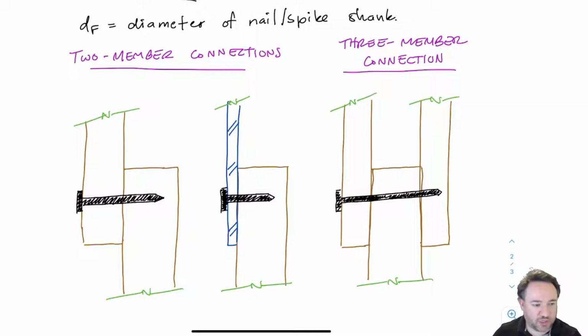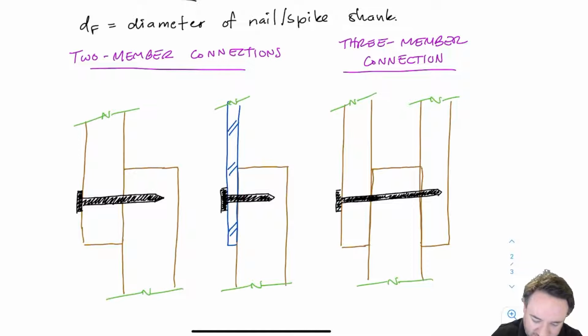So for a three-member connection for nails, it means that the nail goes through all three pieces. If I just have nails from one side and the other, each one going through two pieces only, then that's considered two separate two-member connections instead of a three-member connection. So a three-member connection requires that we have two different shear planes. Okay, so we looked at shear planes in a previous video.